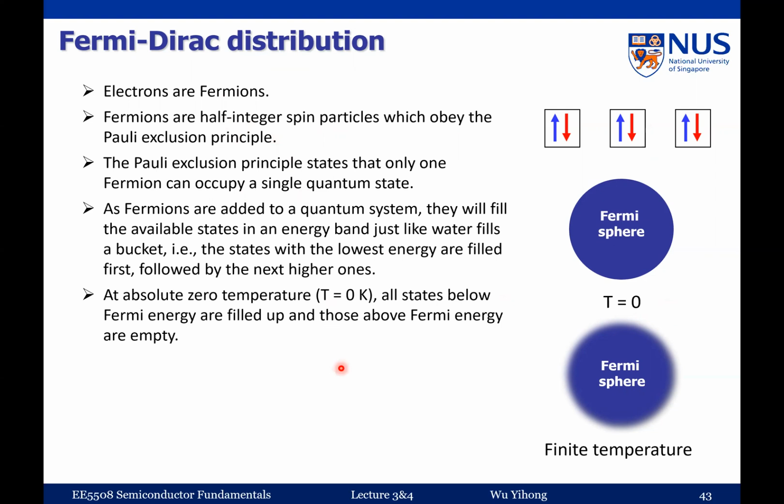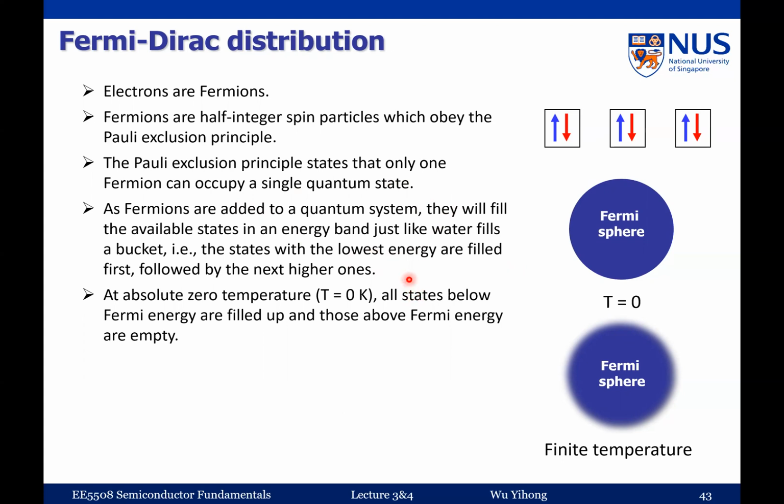So this means that you cannot have more than two electrons occupy the same K state, right? And you have two because of spin degeneracy. So if you consider the electron state K-resolved, you can also see that a single quantum state can only be occupied by a single electron.